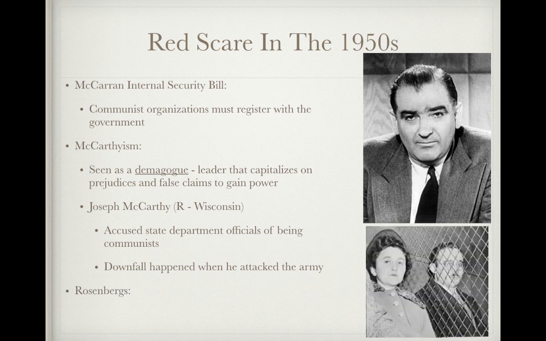The Rosenbergs were a very well-known husband and wife couple that were convicted of giving atomic bomb secrets to the Soviets. There was significant proof that Julius, the husband, was giving secrets, but there was much less proof that Ethel had any role in this. But they both were executed for treason for giving atomic bomb secrets to the Soviets.